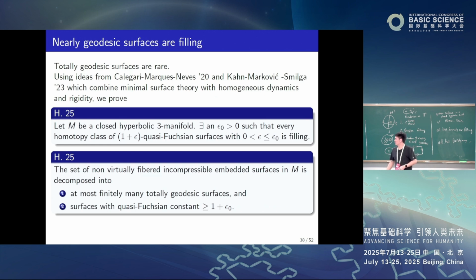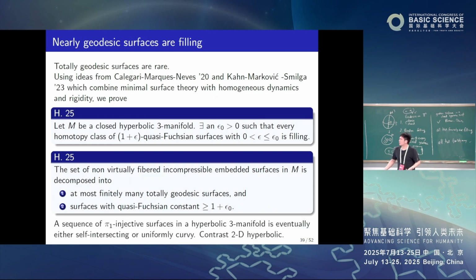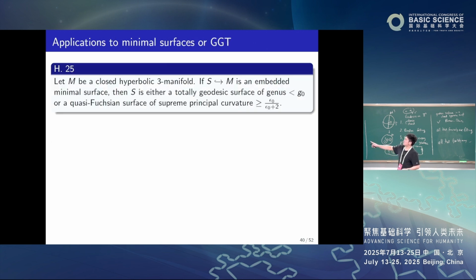All right. So that's one application to topology. And then maybe you like minimal surfaces better. So translating into minimal surfaces, take an embedded minimal surface. Either it's totally geodesic and of genus less than g naught, that's the answer for my first theorem, or it has curvature larger than this constant. So this is telling you it's curvy. Okay, so you have a gap theorem for minimal surfaces.